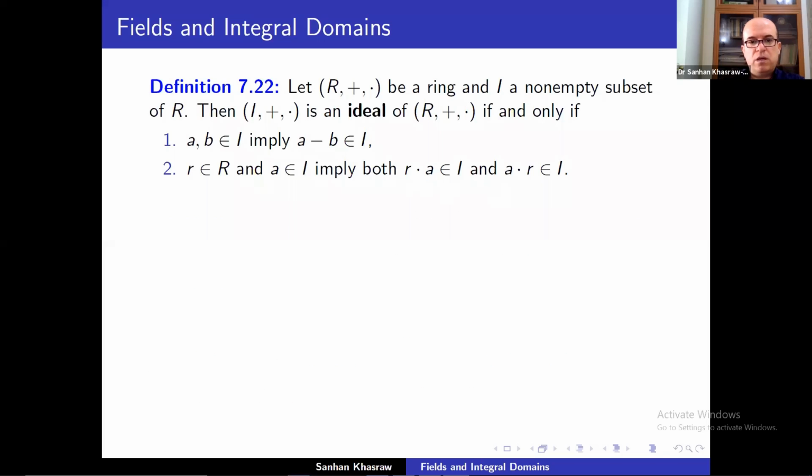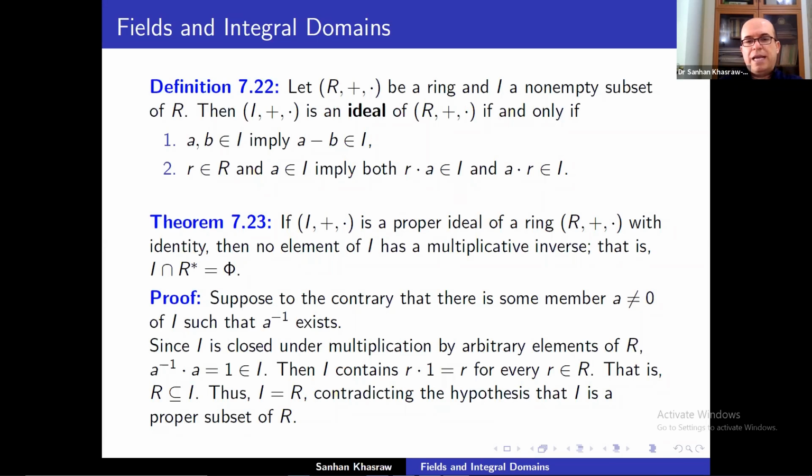So let's see, if we do have a proper ideal of ring R, then no elements of it has a multiplicative inverse. So the elements in any ideal have no multiplicative inverse. As we denoted in the beginning, the set of all units in R will be denoted by R star. So it means R star intersection with I is equal to the empty set.